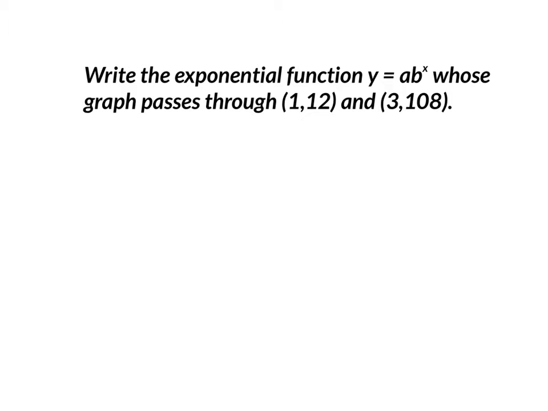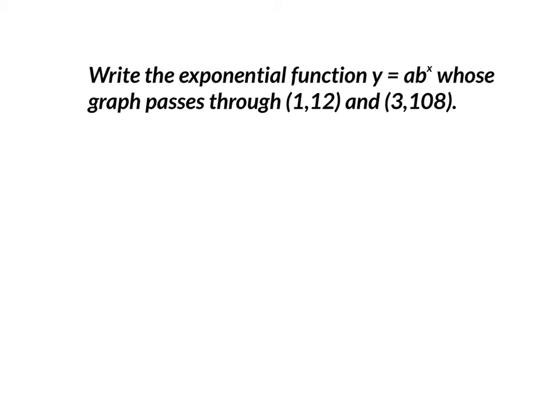All right. First type of problem is going to say, write the exponential function y equals a b to the x power whose graph passes through (1, 12) and (3, 108). Now, we've talked about this before. The reason the graph passes through (1, 12) and (3, 108) is because they work in the equation. So here's my equation right here. They're telling you exactly what it is, y equals a b to the x power.